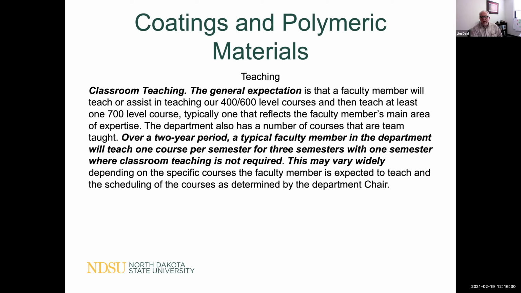The general expectation is that faculty will teach in the 400 and 600 level courses and then teach at least one 700 level course. And in bold, that second section: over a 2-year period, a typical faculty member of the department will teach 1 course per semester for 3 semesters, with 1 semester where classroom teaching is not required, and this may vary widely. So again, different percentage appointments, different ways to rotate through the classes, but each of these models works for the particular department that you're looking at, and each model is uniquely defined for that department, which is part of the whole point of this.